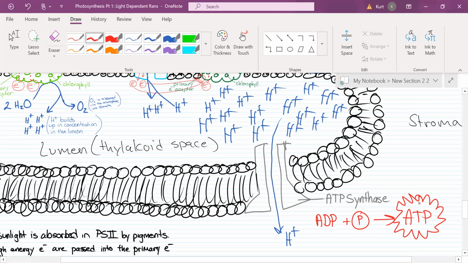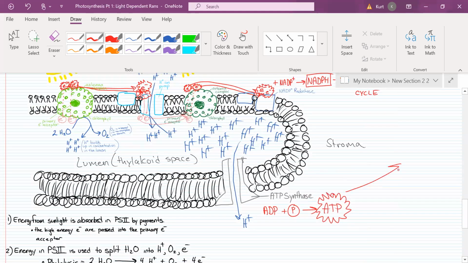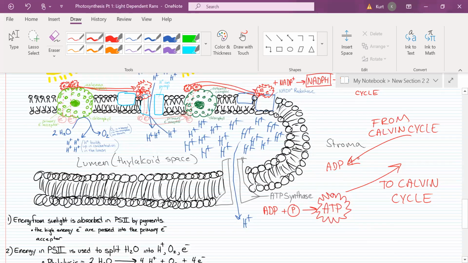Every hydrogen ion that passes through this pump is going to make an ATP. So you're going to make quite a bit. This ATP gets shipped off to the Calvin cycle. So I have a question for you. If ATP is going to the Calvin cycle, what's coming back from the Calvin cycle? ADP. Why? It needs to get re-energized. Exactly. That is the entire light reaction.